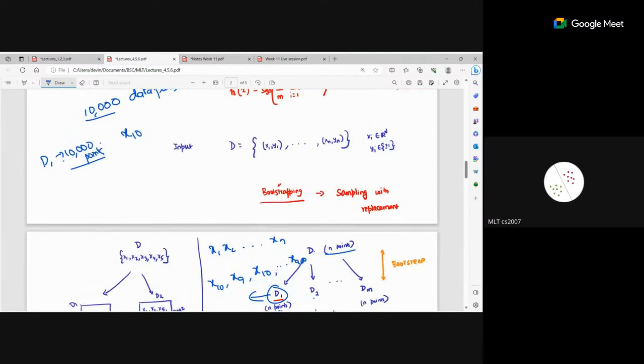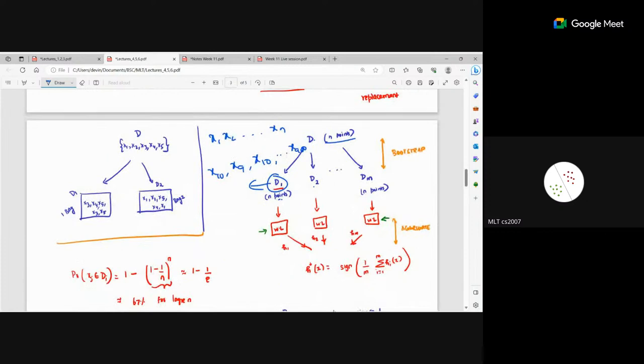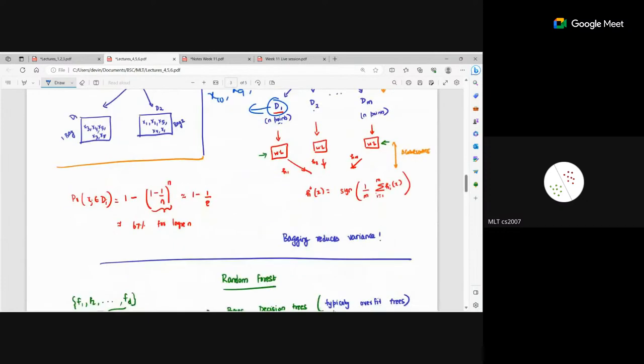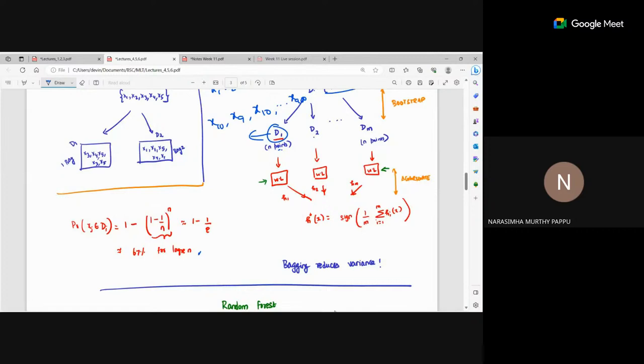Then you can look at this. Will this help in removing the bias? No, this will not help in removing the bias. This will help in removing the variance. Our model initially does not have bias because you're saying it's an overfitting model. So you do this only for overfitting models.